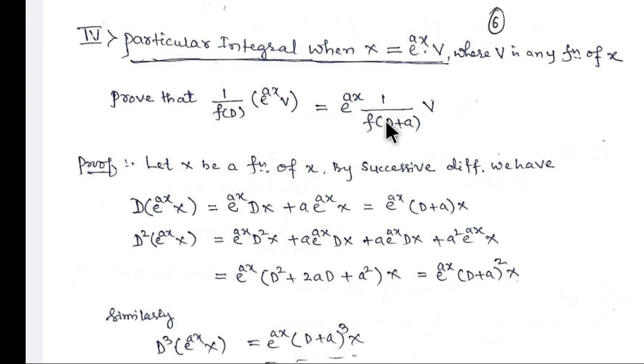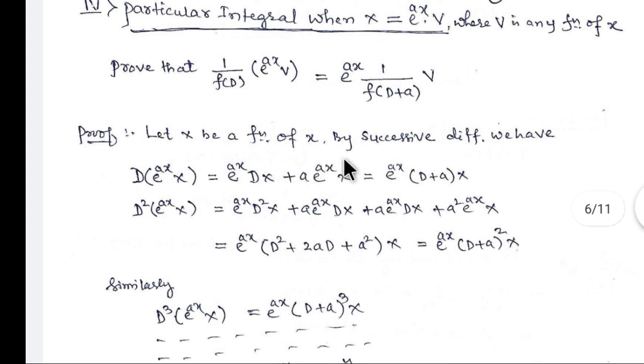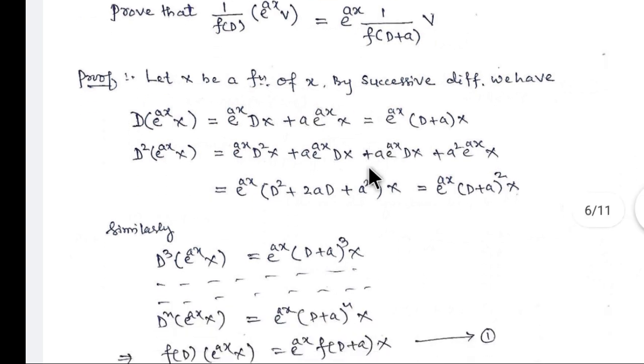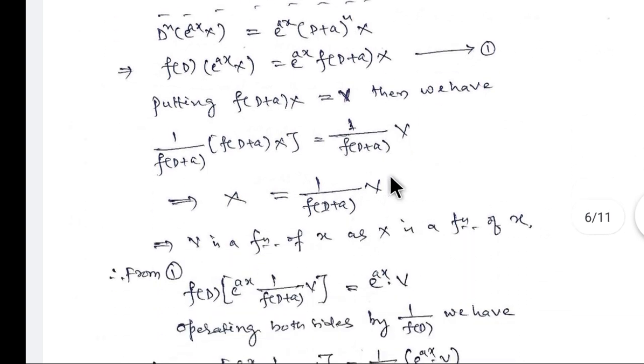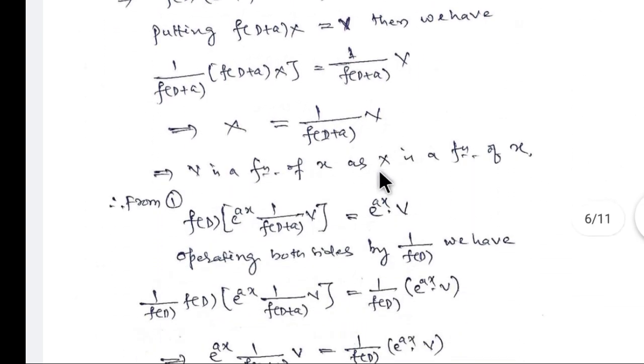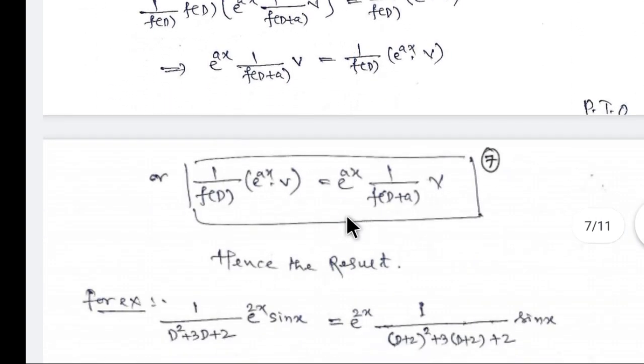D plus a means, what is a? A is the coefficient of x here. In the f(D) we have to replace D by D plus a, then you have to write V. V is any function of x. Okay, this is the formula. If you want the proof of this, you can pause the video and take it down. This proof is very simple. You can practice this one. Finally you get this one.